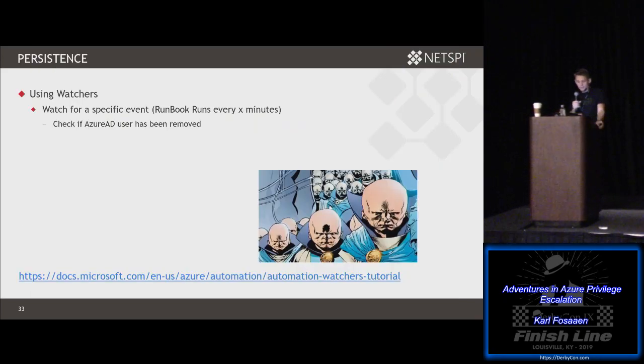All right, the other thing that I wanted to cover here with the runbooks is watchers. Now, this is something I want to dive deeper into. I haven't written the automation around this yet, but here are a couple of ideas that could be used. The watchers for automation accounts or runbooks are basically runbooks that run every X number of minutes. So you could set up one that checks if an Azure AD user is removed.